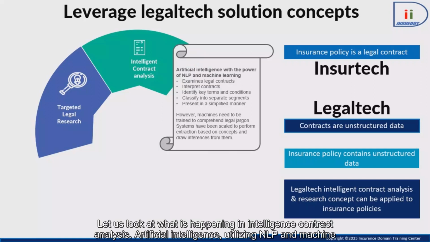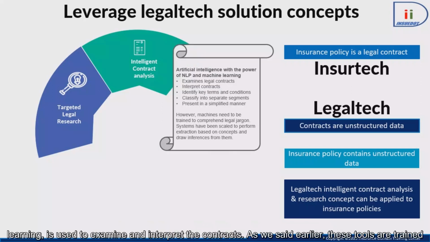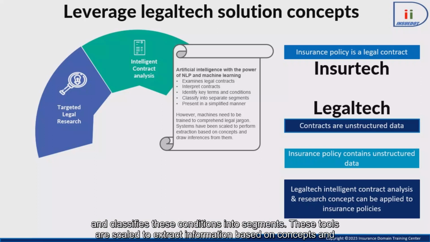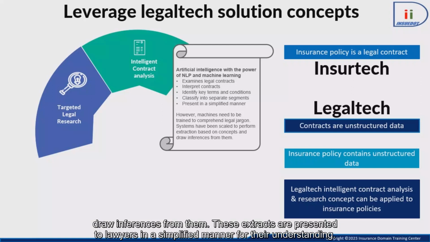Artificial intelligence, utilizing NLP and machine learning, is used to examine and interpret the contracts. As we said earlier, these tools are trained in legal terminologies and phrases for interpretation. It identifies the key terms and conditions of the contract and classifies these conditions into segments. These tools are scaled to extract information based on concepts and draw inferences from them. These extracts are presented to lawyers in a simplified manner for their understanding.